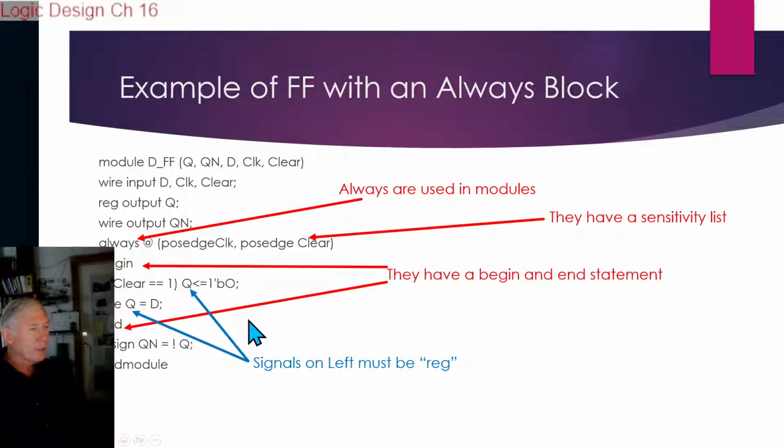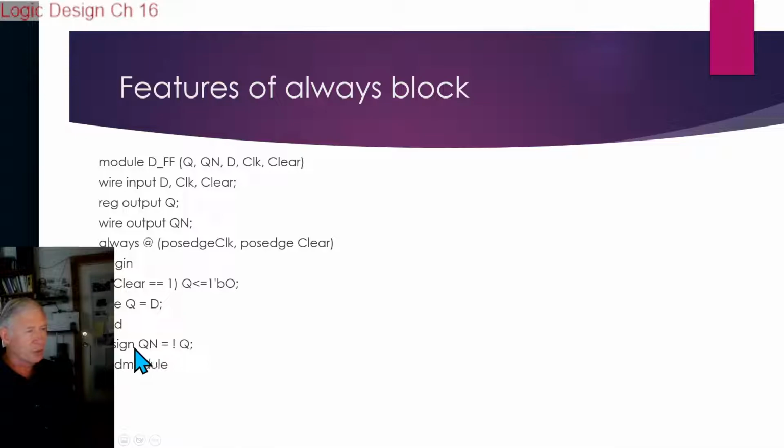All right. And then finally, down here, we have our end module statement. Well, there's our continuous assignment. And again, the continuous assignments can't be inside always blocks. They have to be outside always blocks. And the left-hand side of that continuous assignment statement, this Q naught, has to be a wire, which we covered in Chapter 9.